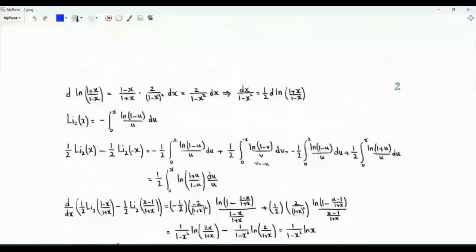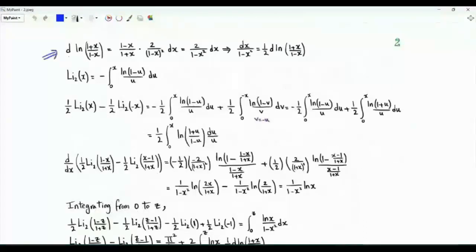We also need a couple of results regarding the dilogarithm. The differential of the natural logarithm of 1 plus x over 1 minus x. We have the reciprocal, 1 minus x over 1 plus x, and then we differentiate this. We get 2 over 1 minus x all squared. And when we simplify, we get that this is 2 over 1 minus x squared. This means that dx over 1 minus x squared is 1/2 d, the natural logarithm of 1 plus x over 1 minus x.